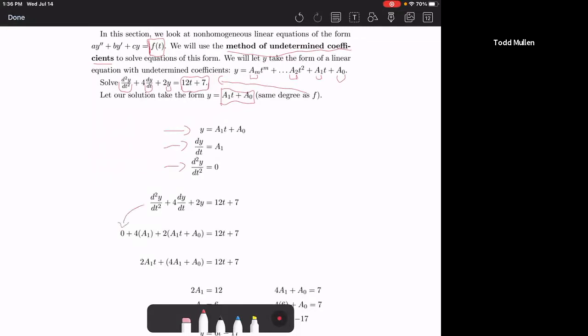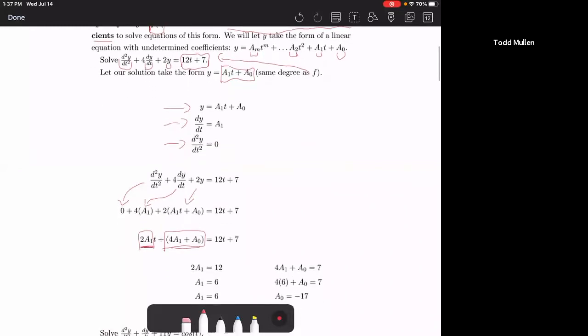Well, the second derivative is just 0. First derivative is a1, and the original equation is a1t plus a0. Simplifying, we get 2a1t plus 4a1 plus a0. So we've got our things that are multiplied by t and our things that are not multiplied by anything. This is going to become two separate equations. We're going to set the t terms equal to each other. So 2a1 is equal to 12. And we're going to also set the constants equal to each other. 4a1 plus a0 is just going to be equal to 7.